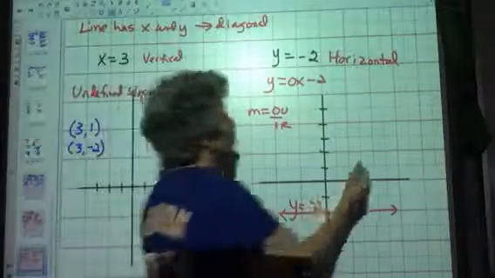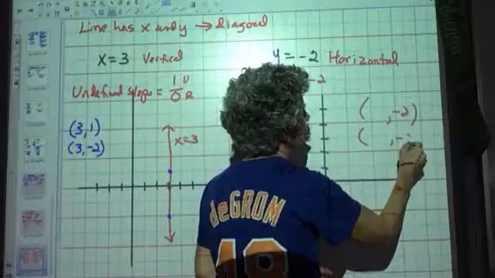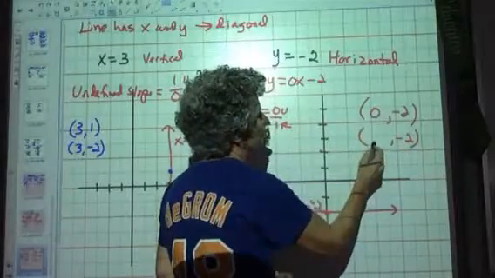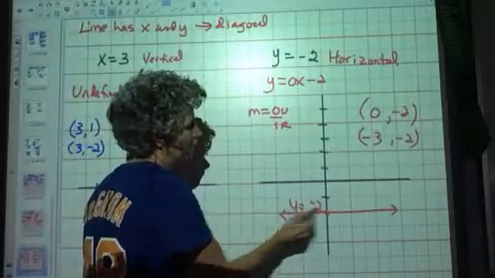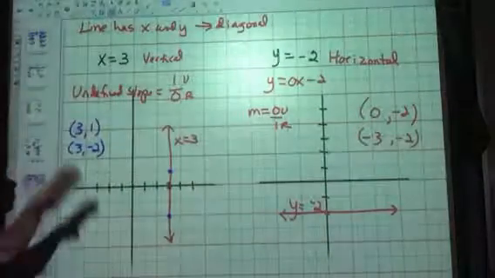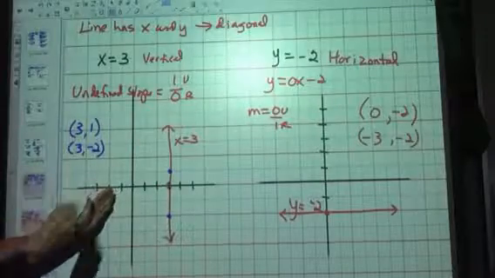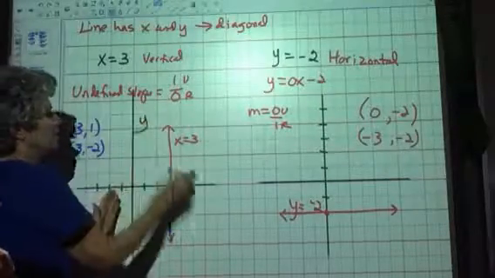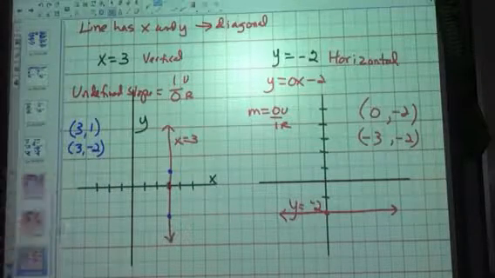Or you can think of some points where the y is negative 2. So the y has to be negative 2. Like 0, negative 2, and negative 3, negative 2. That's horizontal. So y lines are horizontal, the opposite of the y-axis. This is our y-axis. This is our x-axis. X lines are vertical. So a lot of different ways to remember that.